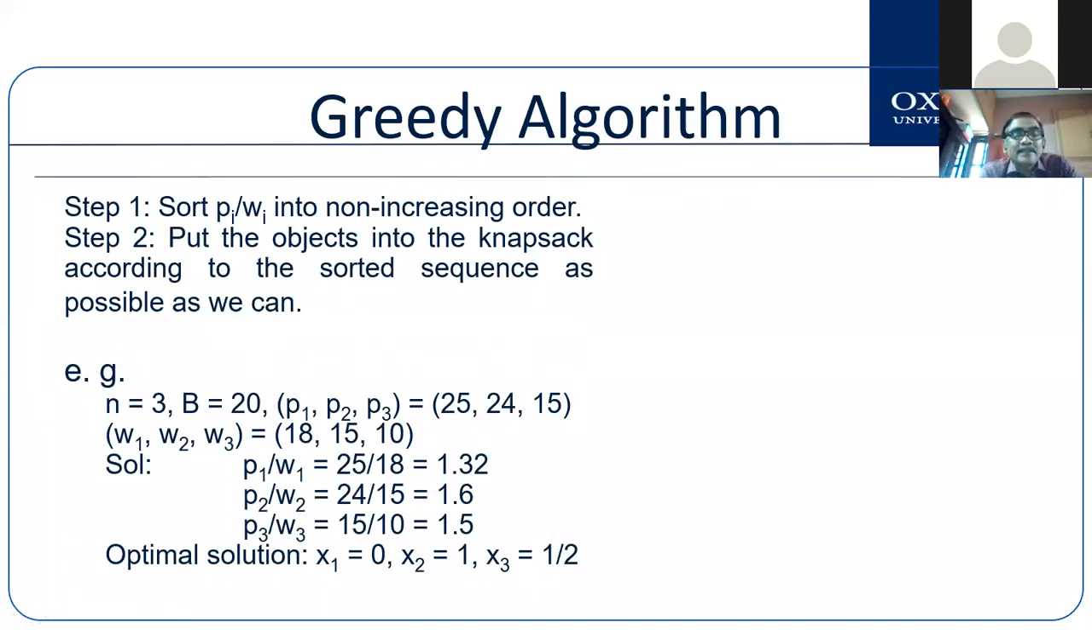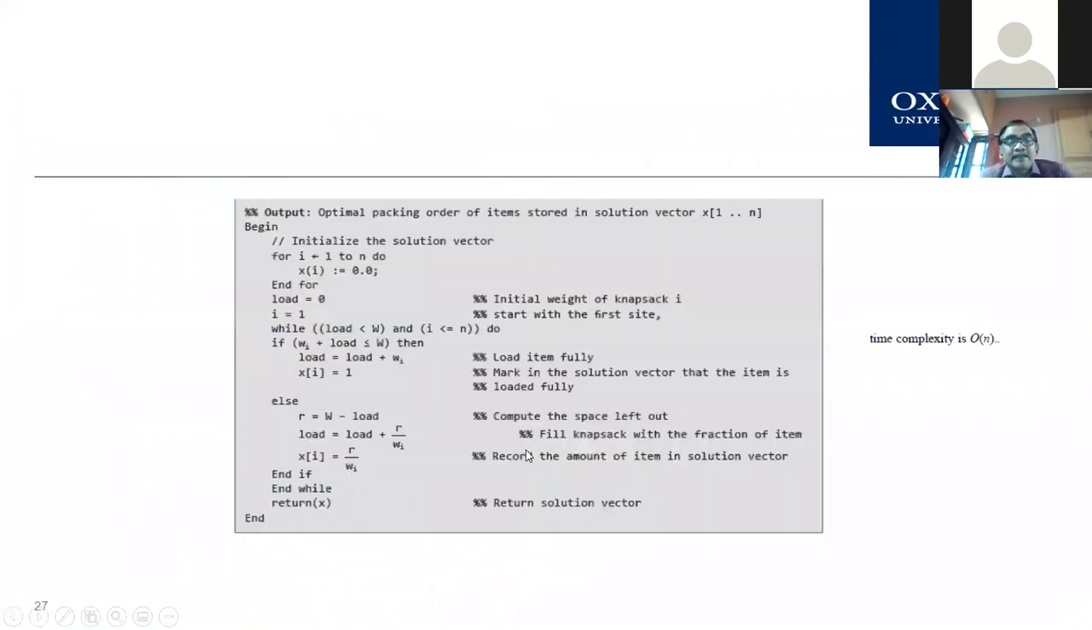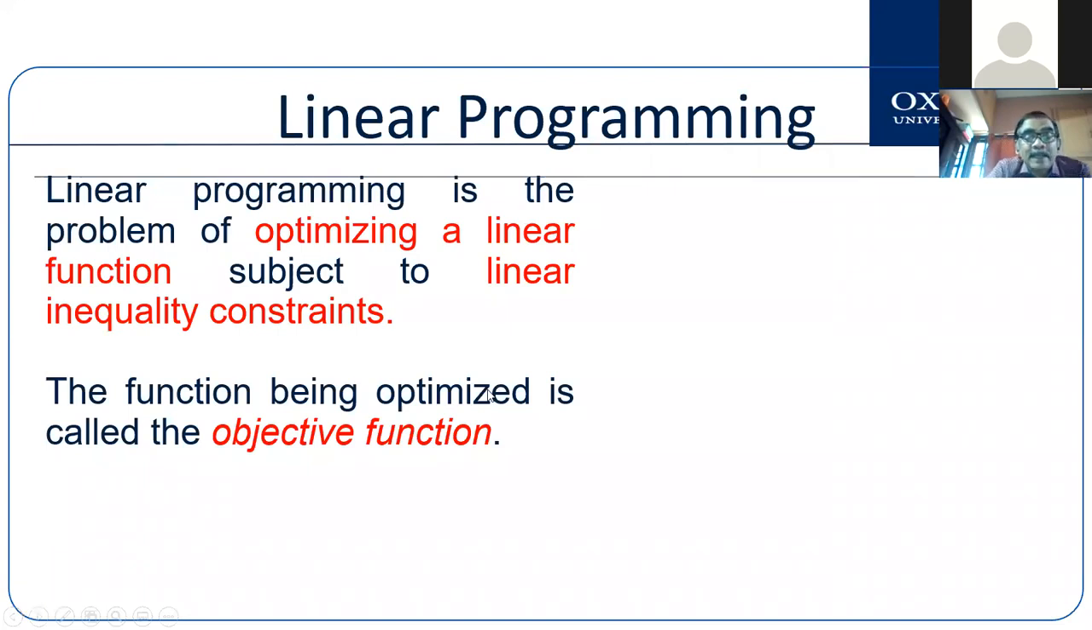For these three items, with a knapsack capacity of 20, given profits 25, 24, 15 and weights 18, 15, 10, one heuristic is to go for the ratio of profit to weight and fill the knapsack with the maximum value. If you go for the maximum value, you can see that the second item gets filled up first, and the rest you can fill with the remaining items. This is the algorithm, and this is the answer you get. This is the knapsack problem.